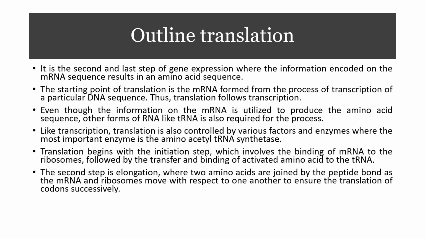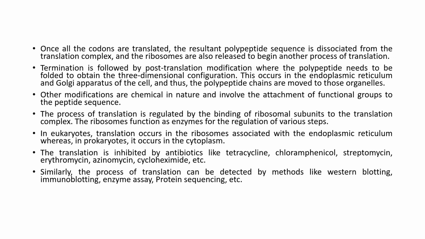Translation begins with the initiation step, which involves the binding of mRNA to the ribosomes, followed by the transfer and binding of activated amino acid to the tRNA molecule. The second step is elongation, where two amino acids are joined by a peptide bond as the mRNA and ribosomes move with respect to one another to ensure the translation of codons successfully. Once all the codons are translated, the resultant polypeptide sequence is dissociated from the translation complex, and the ribosomes are also released to begin another process of translation.